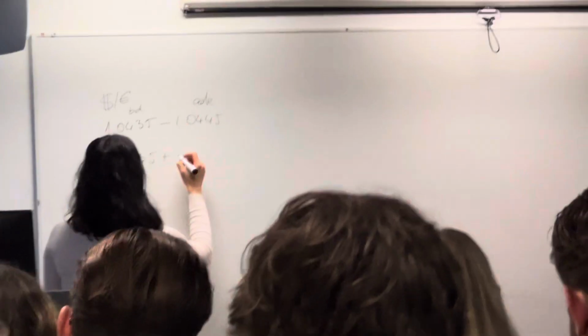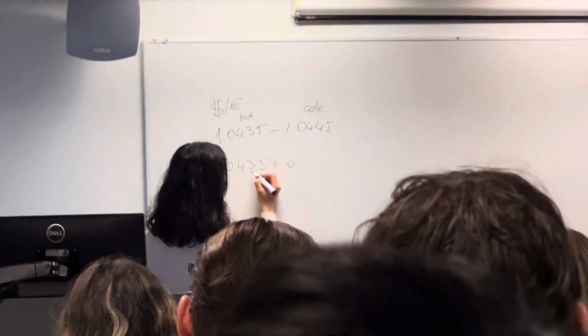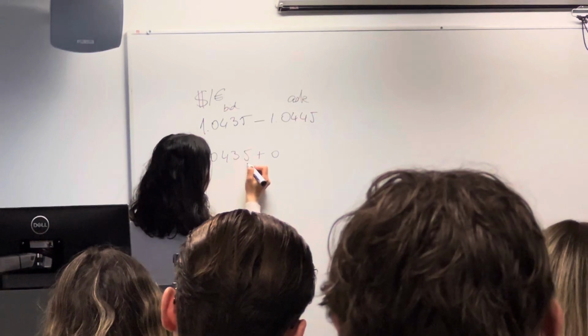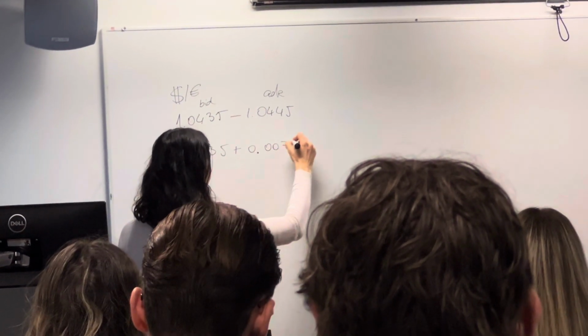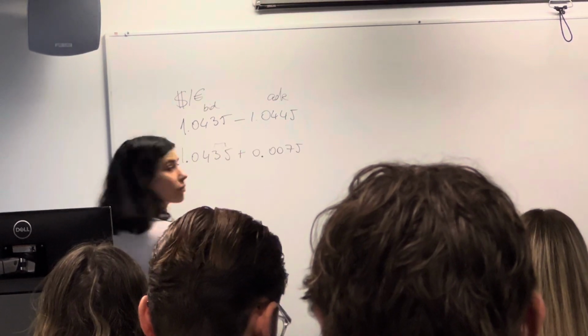1.0435. Now, the quote is given as 75. So we add the 75, which corresponds with the last 2 decimal places. So that's 0.0075. Right? And what do we get? 0.51.